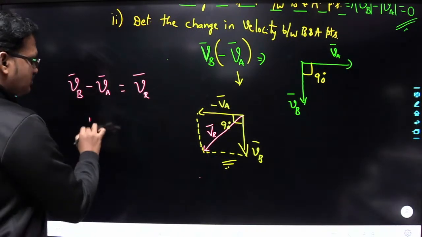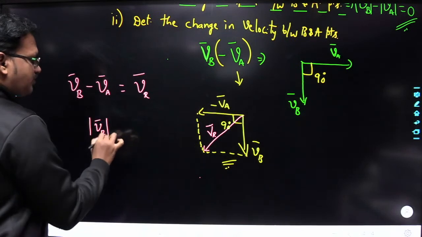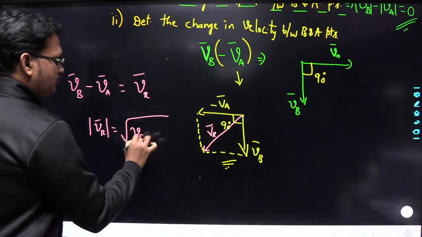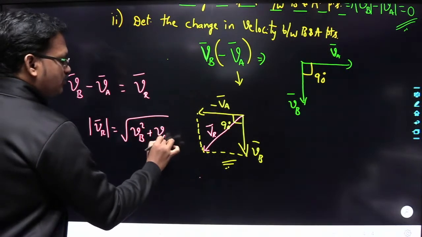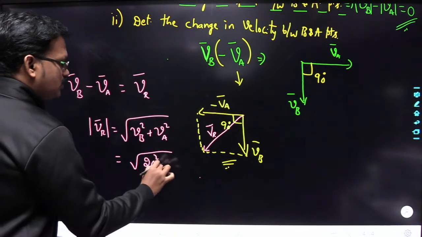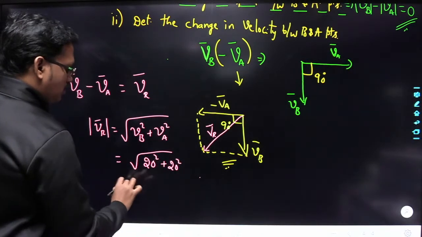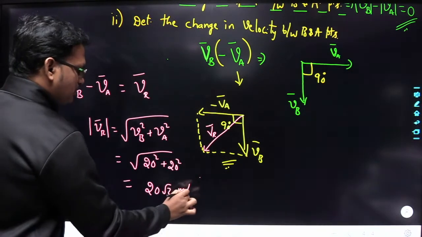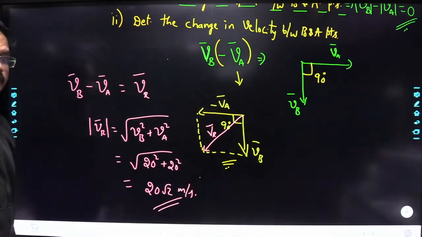So now what is the magnitude of VR bar? Tell me. You are going to get the square root of VB square plus VA square, that is equal to 20 square plus 20 square. You are going to get 20 root 2 meters per second.